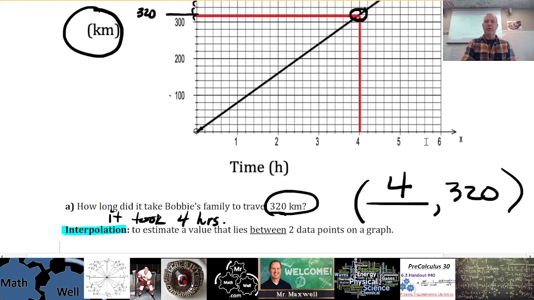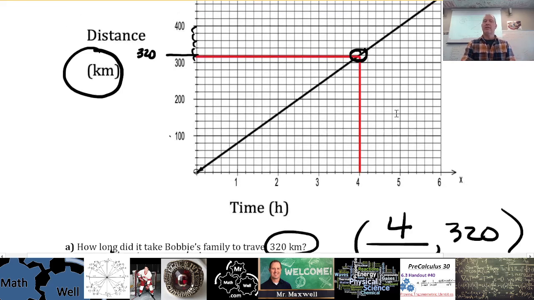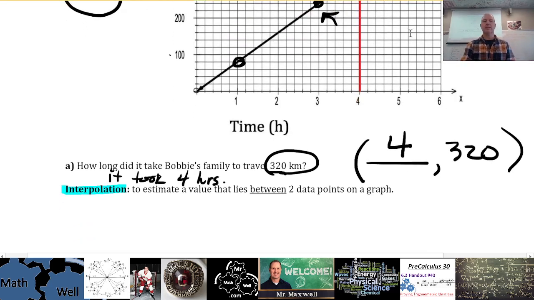If one of the data points was 1 hour and 80 kilometers, and 2 hours and 160, and 3 hours, and so on, and we didn't have a point for 4 but we had a point for 5, and we drew this line, then finding information in between 2 points that we've graphed would be interpolation. We discussed that earlier. Inter means in between. Inter, between.